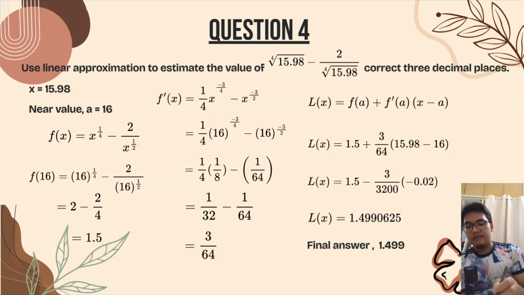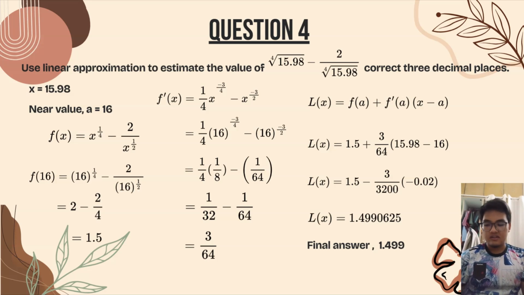Okay, it can be written as just 1 over 5 remain plus 3 over 64 times negative 0.02, and it will be 1 over 5 minus 3 over 3,200. So just do it. The answer will be 1.4990625. According to the question, we just need 3 decimal places, so we just take 1.499. So that's the final answer.